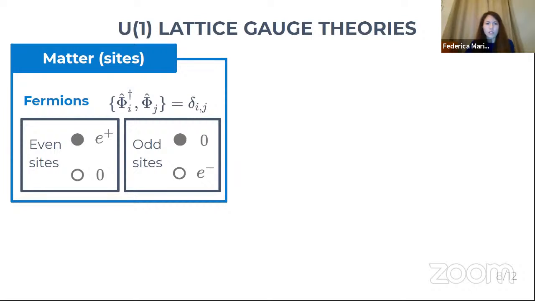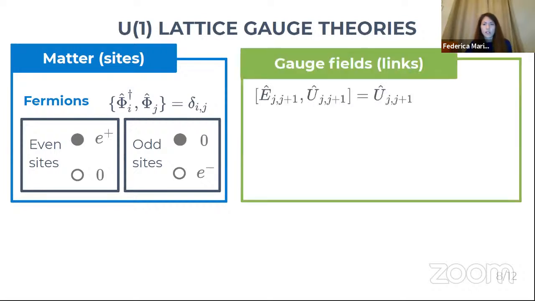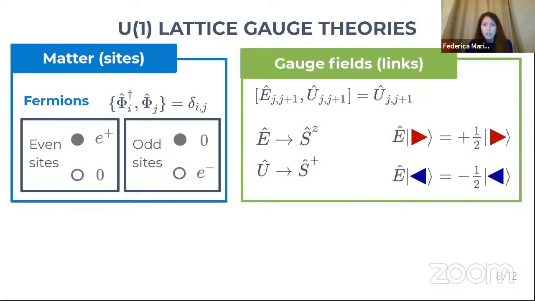And together with the matter, as I said, we need some degrees of freedom that live on the links. And so we define these two operators, E and U. E is the electric field and U is called the parallel transporter. And we work with this representation. So the electric field and the parallel transporter are represented by spin-one operators, S^z and S^+. And I will use this graphical notation: the positive electric field will be an arrow going to the right, and the negative electric field will be an arrow going to the left.